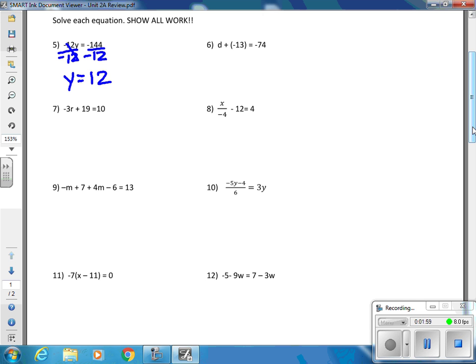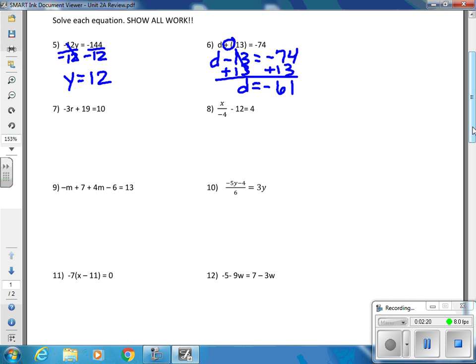Go to number 6. You need to get rid of double signs first before you do any type of operation. So this is d minus 13 equals negative 74. That allows you to see that you need to get rid of the minus 13. To do that, we add 13 to both sides. You get d equals negative 74 plus 13, which is negative 61.